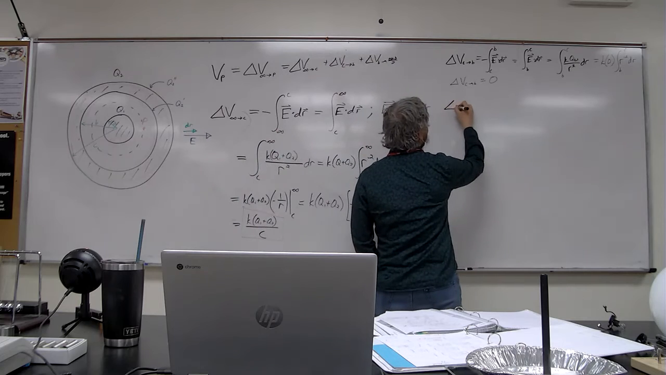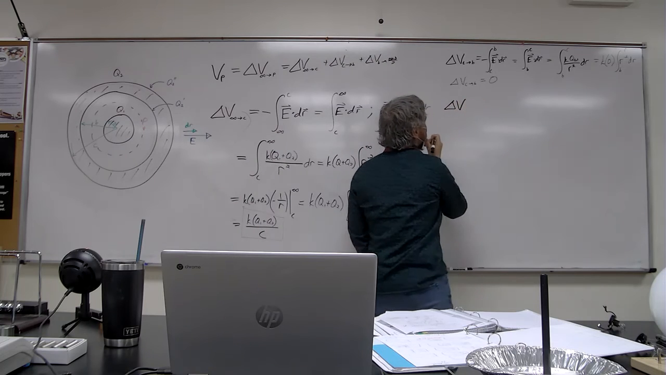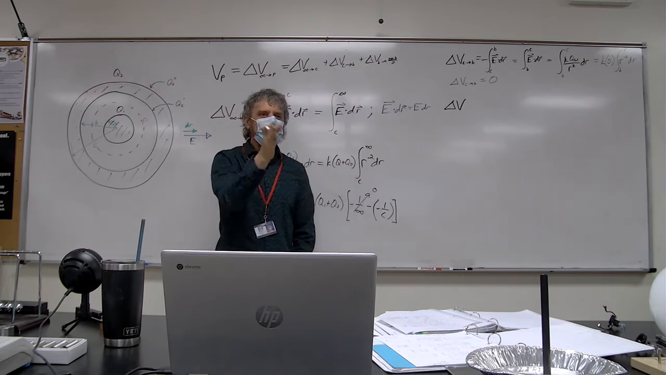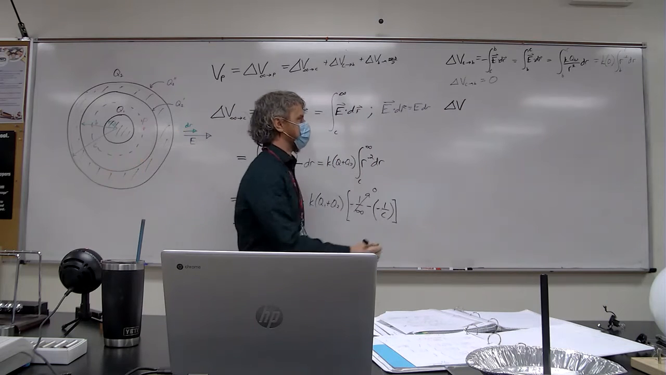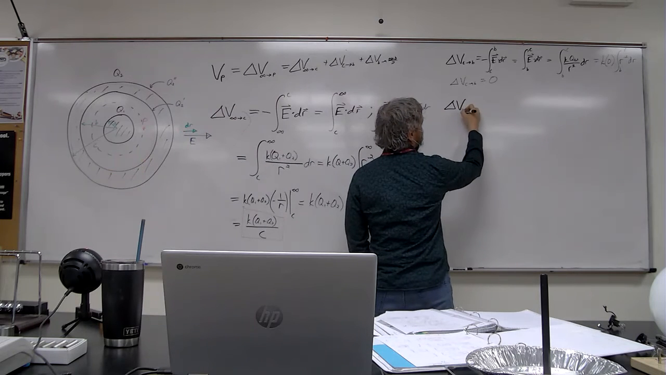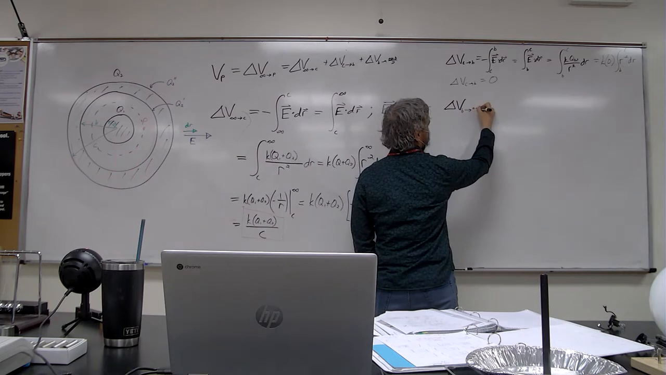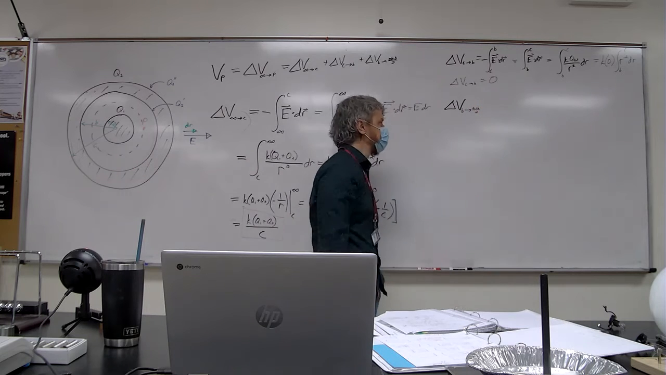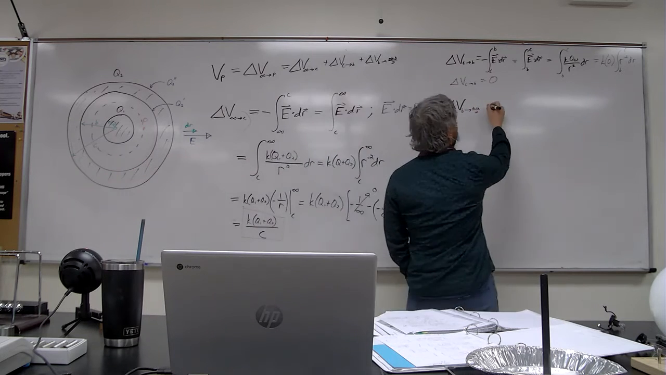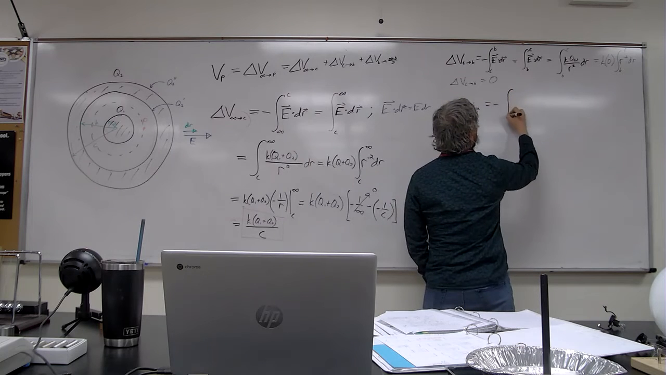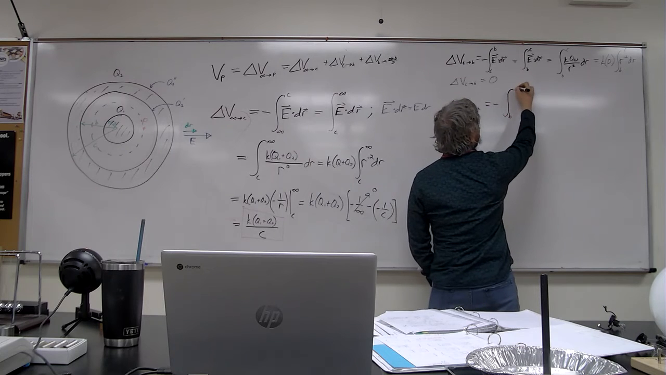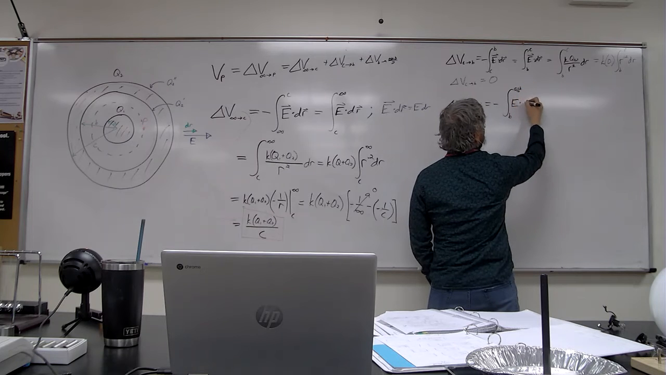The last page. Okay. Now I want to go from B to A plus B over 2. So the potential difference between B and A plus B over 2, which is where point P resides, is going to be the negative integral from B to A plus B over 2 of E dot dr.